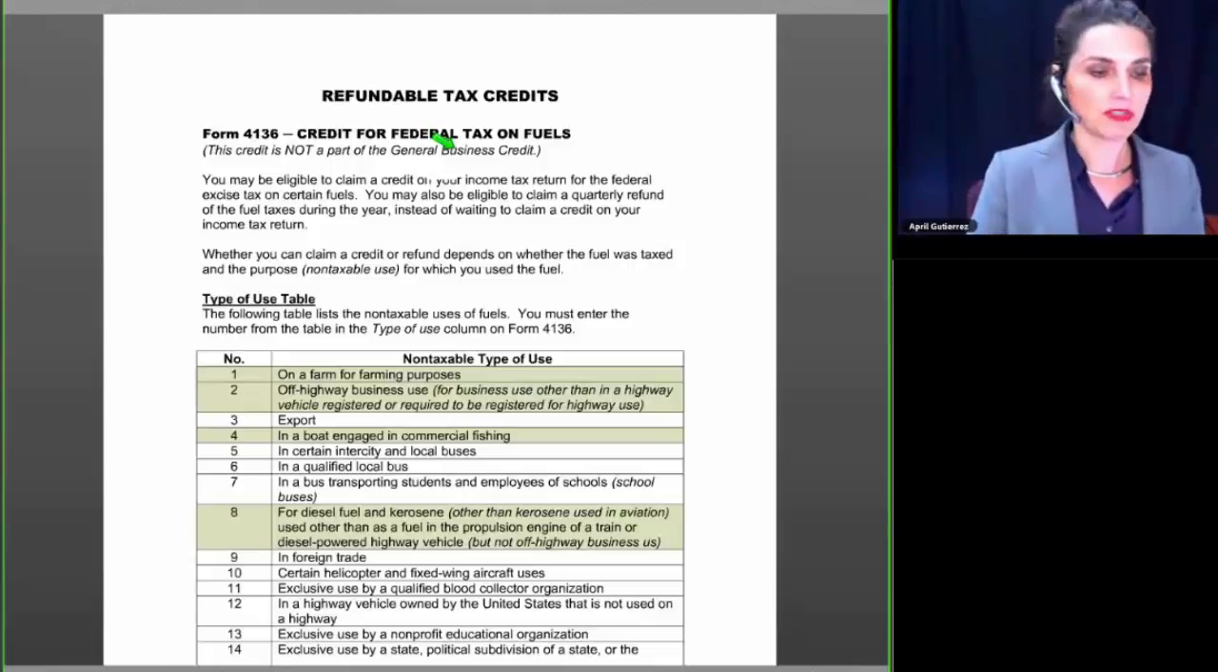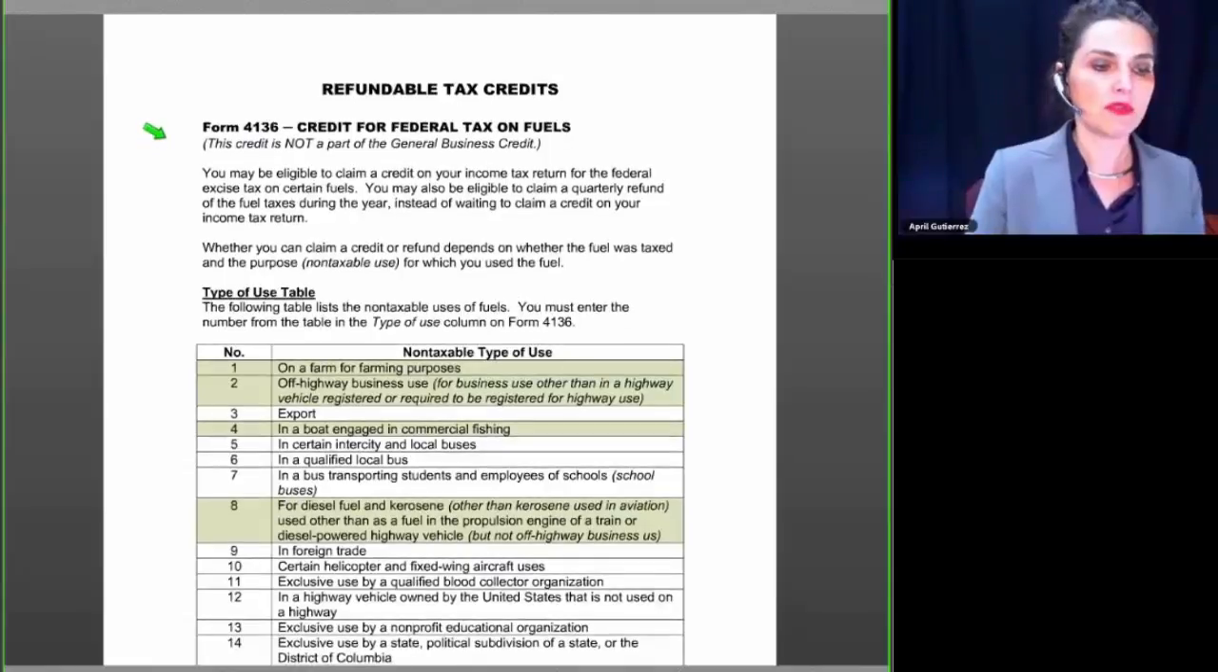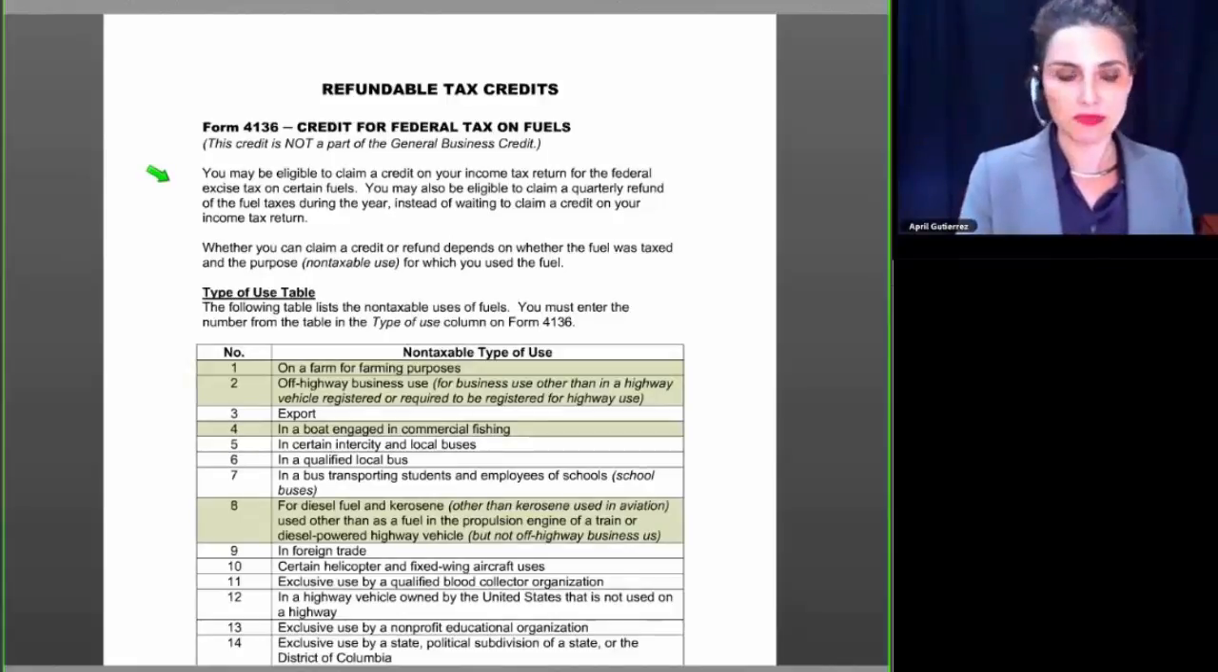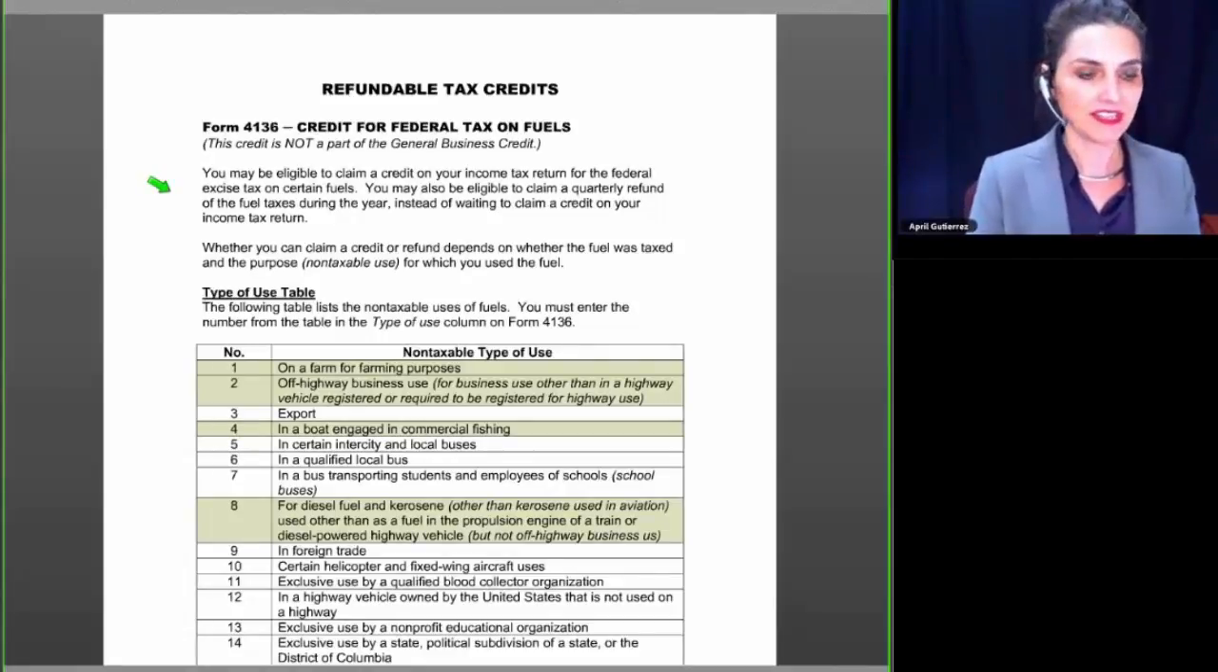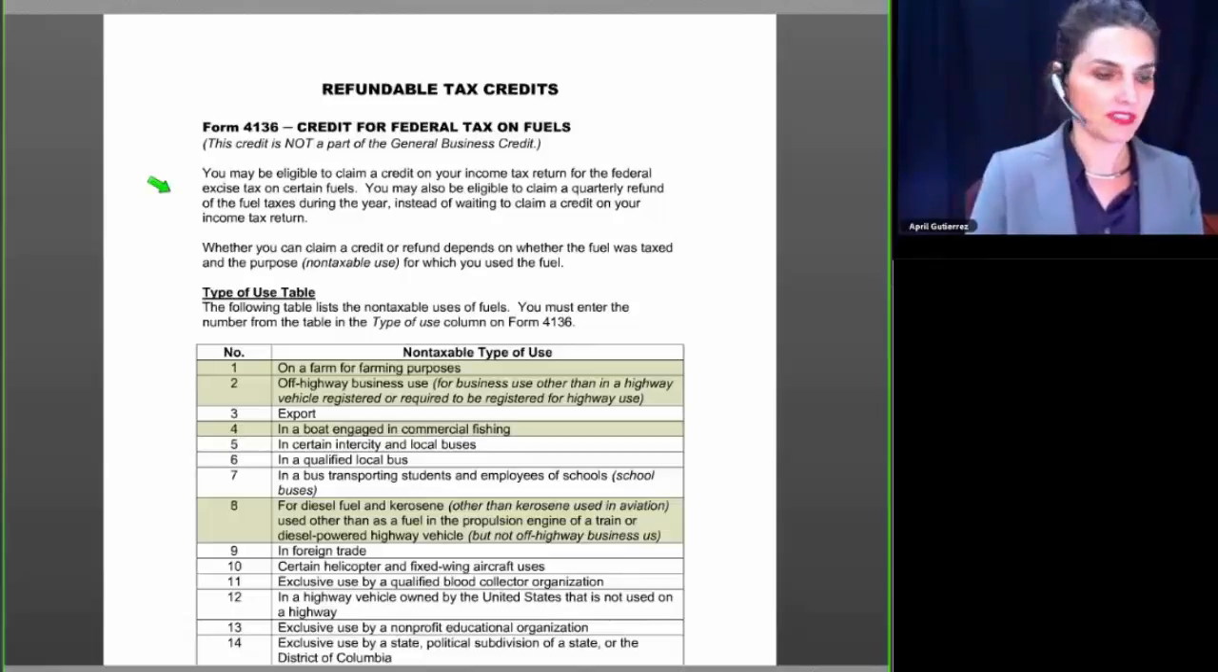So we're going to finish up today's class by taking a look at Form 4136, which is the credit for federal tax on fuels. And if you're a self-pay student, you should pay attention to this because this particular form falls into the homework assignment that we're giving you. And you're going to need to figure the federal tax credit on fuels as a part of the homework assignment.